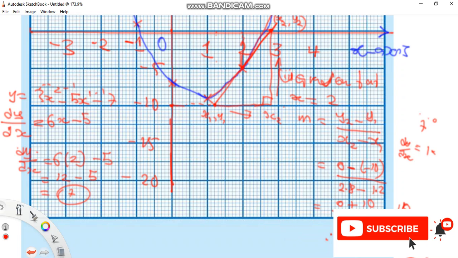But with our graph, we estimated it as 6.25. Keep this in mind, okay? All right, so everything you do here is an estimation.